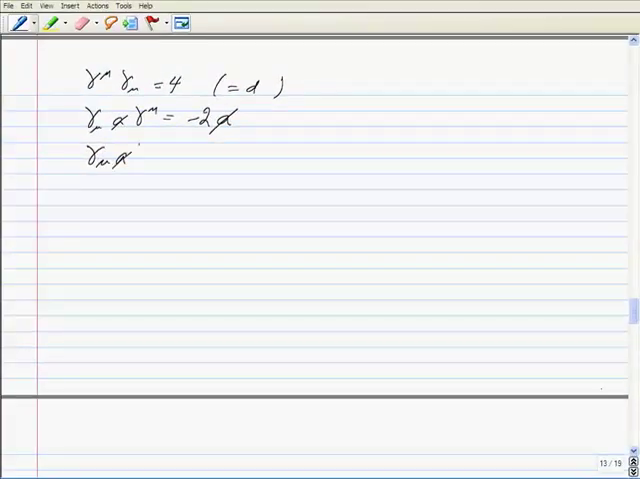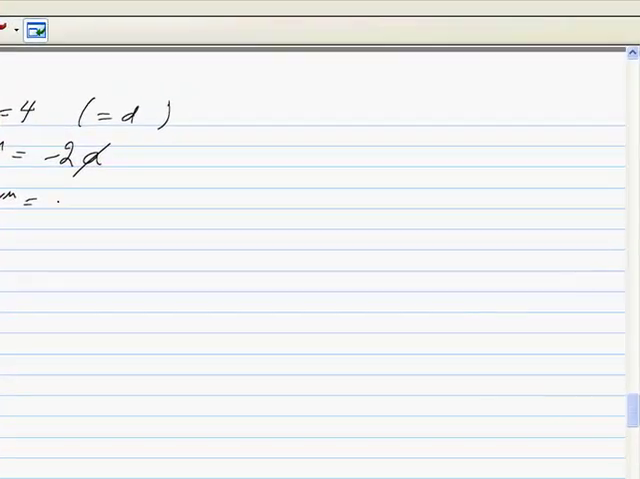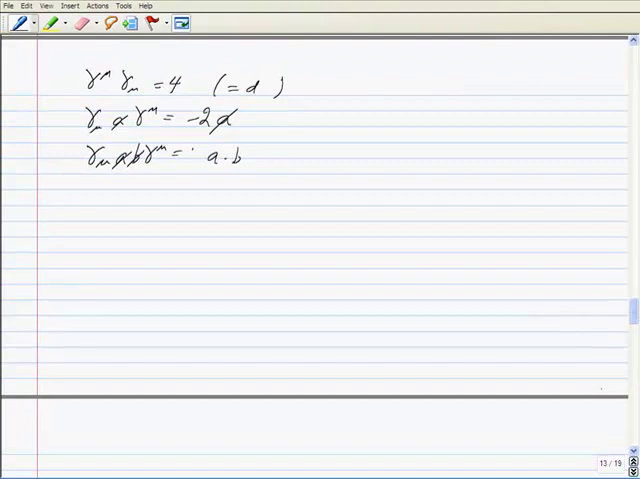Gamma mu a-slash b-slash gamma mu is... I didn't write the answer out here, so I may have to. It's a dot b times something. Is it 2 or is it... It's 4, I think. Yes, it's 4. Definitely 4. So it's 4 a dot b.